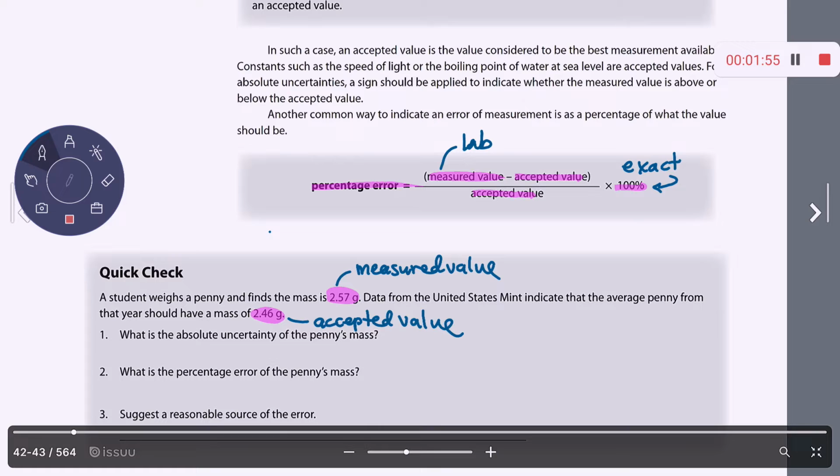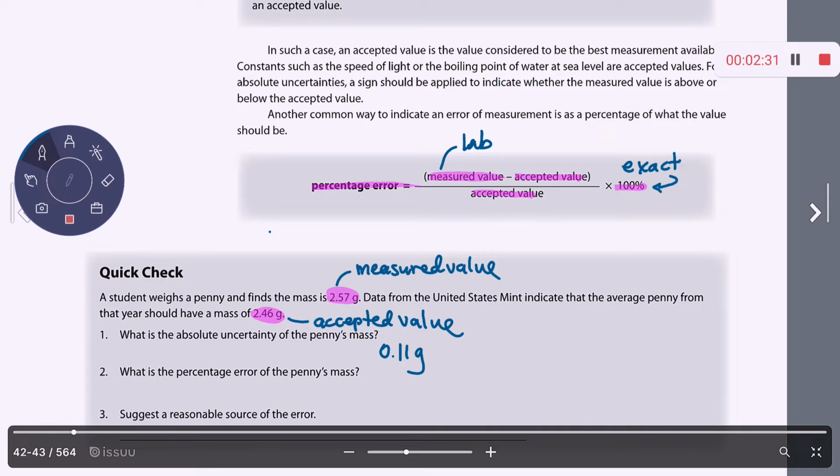Okay. Absolute uncertainty comes from subtracting them and figuring out what the difference is. For instance, it says in your book, the absolute uncertainty refers to exactly how much higher or lower a measured value is than the accepted value, okay? So if you subtract the two, we're going to get an absolute uncertainty of 0.11 grams, okay? So this student is actually 0.11 grams above the accepted value, okay?